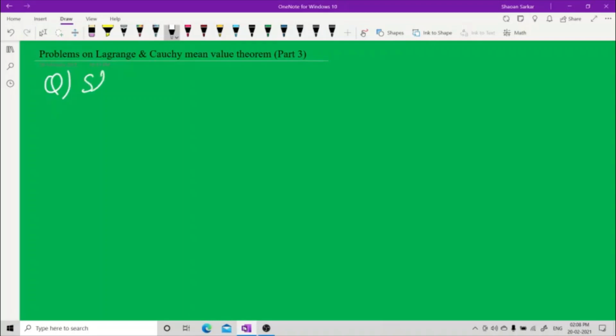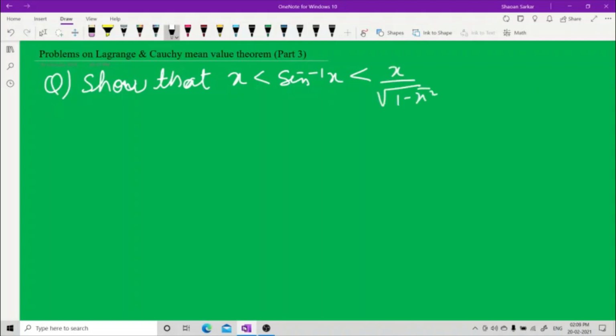Show that x is less than sine inverse x, which is less than x under root 1 minus x square, for x greater than 0 and less than 1. First method is Lagrange mean value theorem.